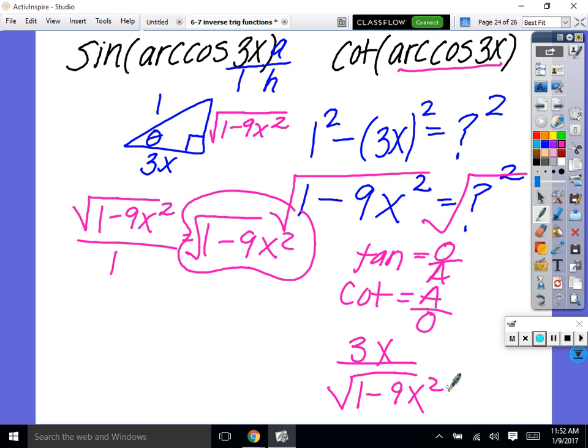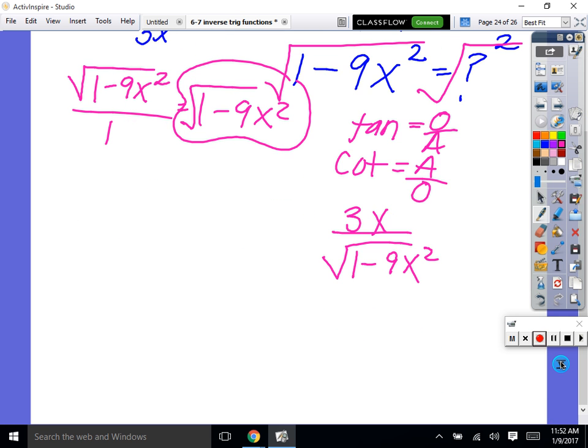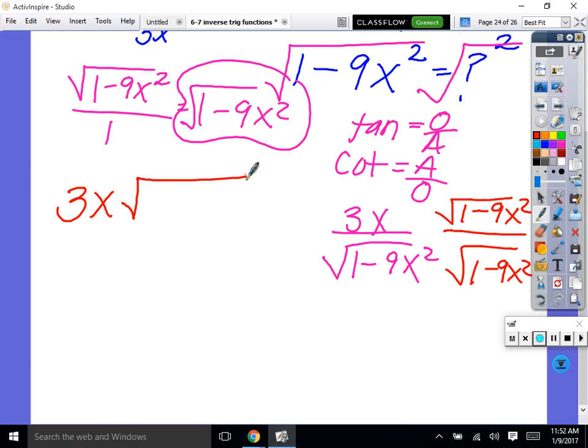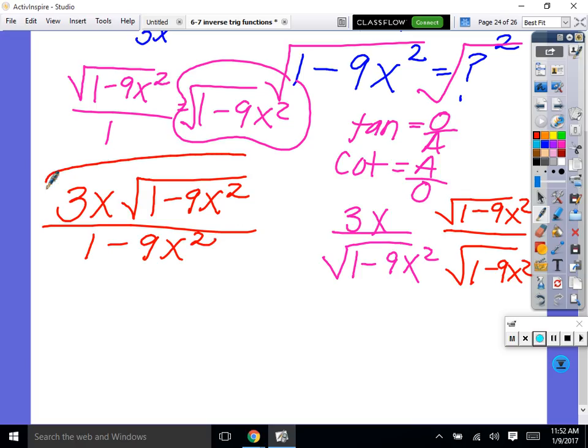Okay. And then we would rationalize it. So we multiply by the square root of 1 minus 9x squared over the square root of 1 minus 9x squared. On top, we multiply straight across and have 3x root 1 minus 9x squared. On bottom, we simply have 1 minus 9x squared. It would never be appropriate to divide across a subtraction sign, so we know we would not do anything more with this. It's our final answer. So it's really not as hard as it seems.